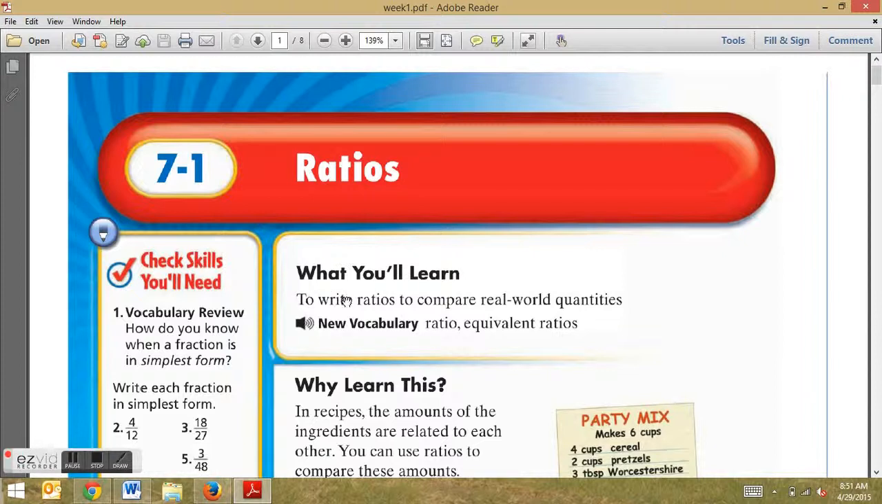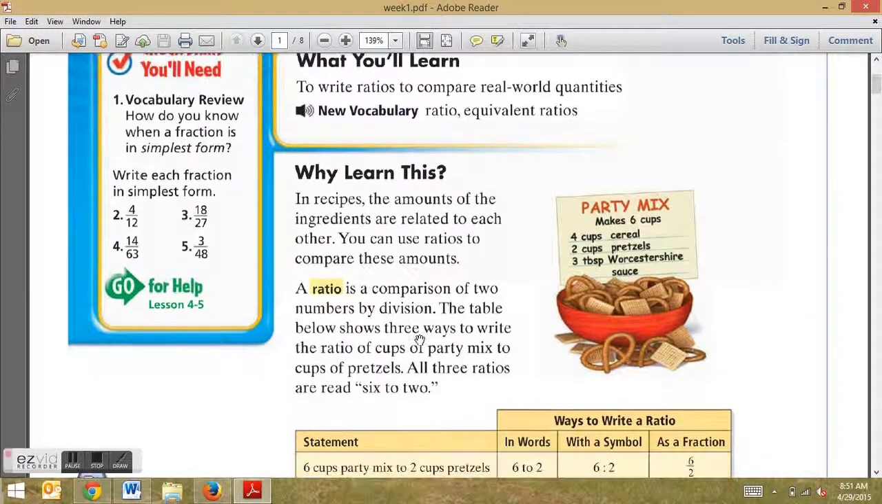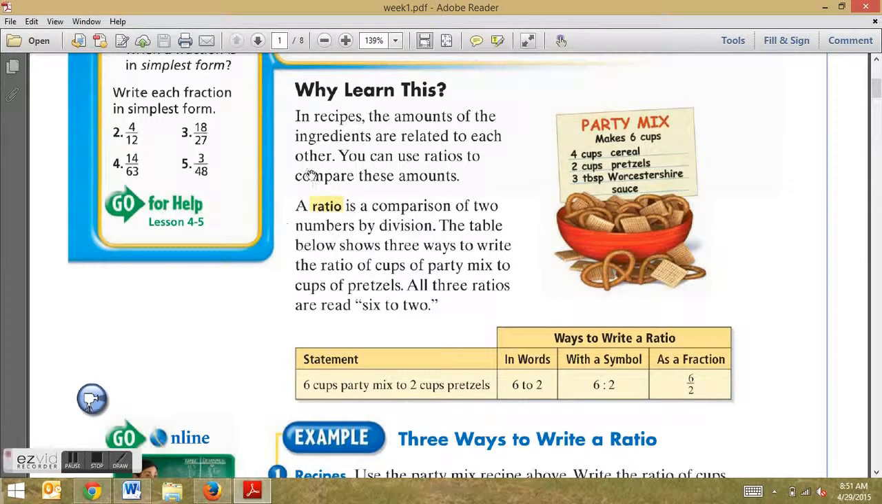One of the most important things I want you to pay attention to is the "What you'll learn." In this one, we're going to learn to write ratios to compare real-world quantities. It also has vocabulary like ratio and equivalent ratios, and you'll normally see those vocabulary words highlighted.